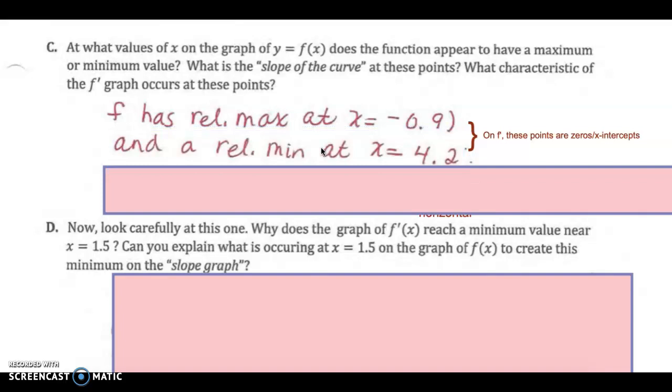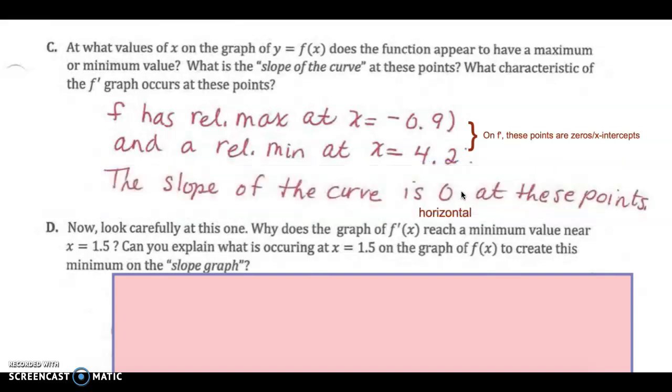And that's if you're looking at the normal function f of x. But if we compare that to the graph of f prime, I put a little note here that on f prime, those points are the zeros or x-intercepts. We kind of touched on that on the last page too. And the last thing, the slope of the curve at -0.9 and 4.2, that slope is 0. So that also tells us that at -0.9 and at 4.2 on f prime, the y value is going to be 0, meaning those are the x-intercepts or zeros of the function.